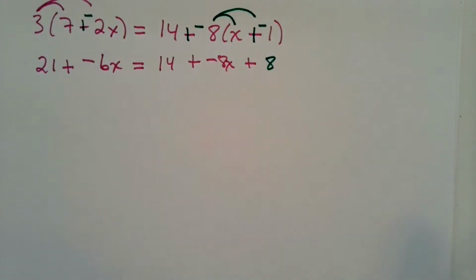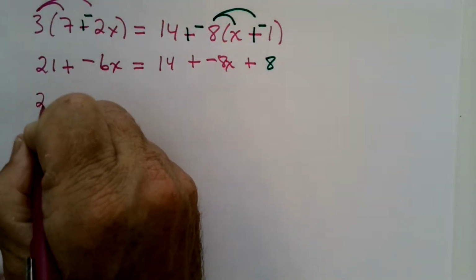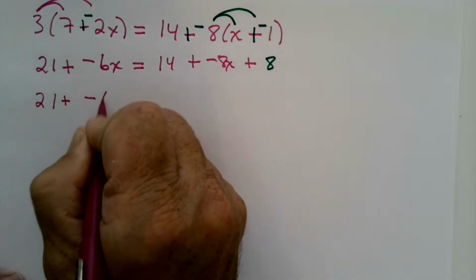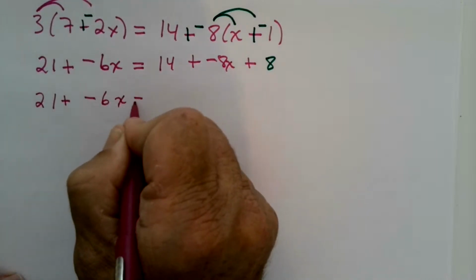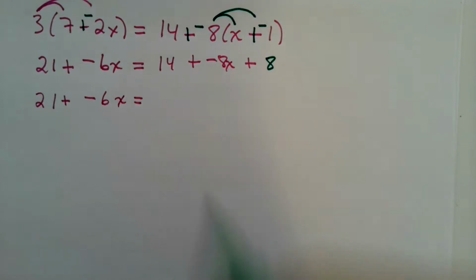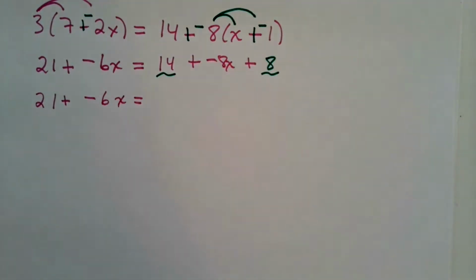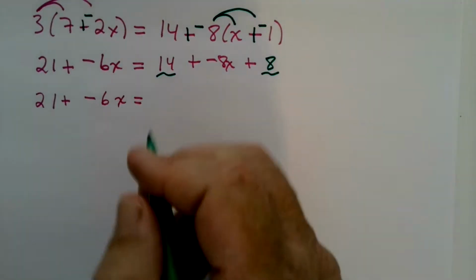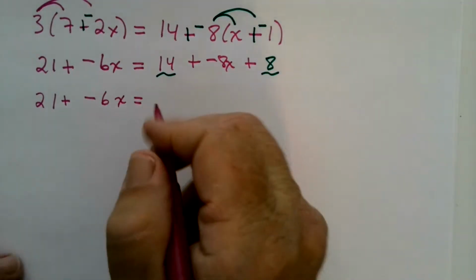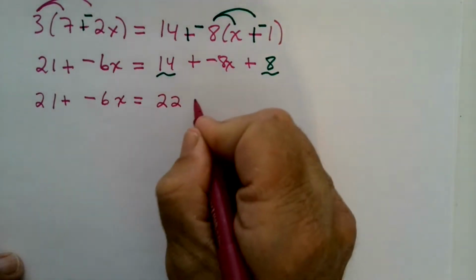So we have the left side and the right side of the equation. So let's simplify each of those. Left side doesn't change. Left side is still 21 plus negative 6x. Right side, we have two numbers. We have 14 here, and we have 8 there. 14 plus 8, 22 plus negative 8x.